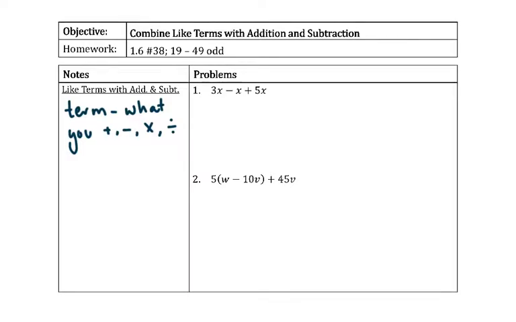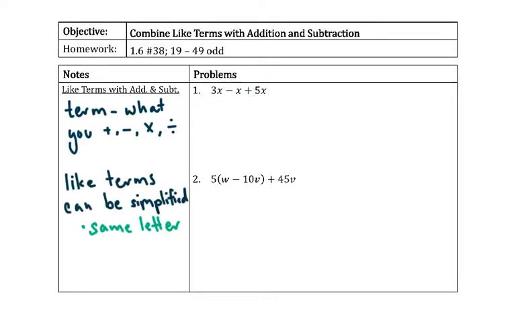Now, like terms are terms that can be combined together. They're terms that can be simplified, and when we add or subtract, that means that they have the same letter. They also have to have the same exponent, but you're not going to see those yet, and you don't have to worry about them in this lesson. But if you want to add that to your notes, that's great. So these are the like terms that can be simplified, and you can look here. All of these terms are what we call x terms because they all have the same variable x. So that means that they can be simplified since they have the same variable.